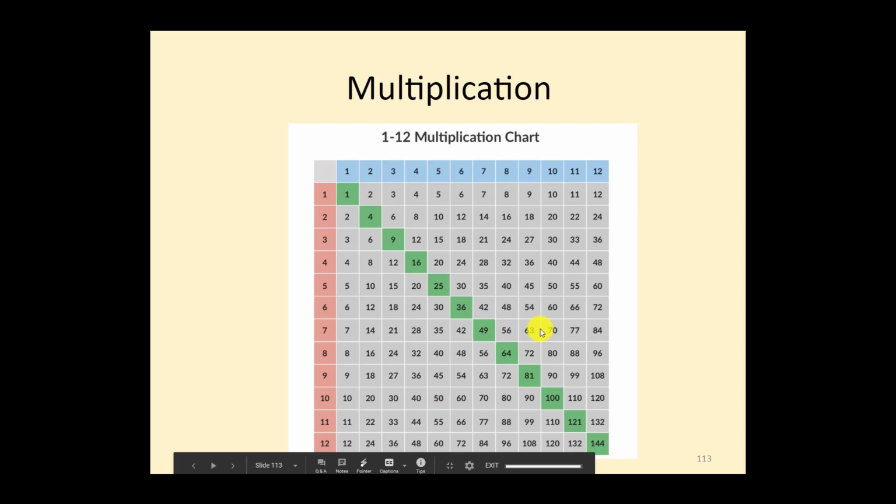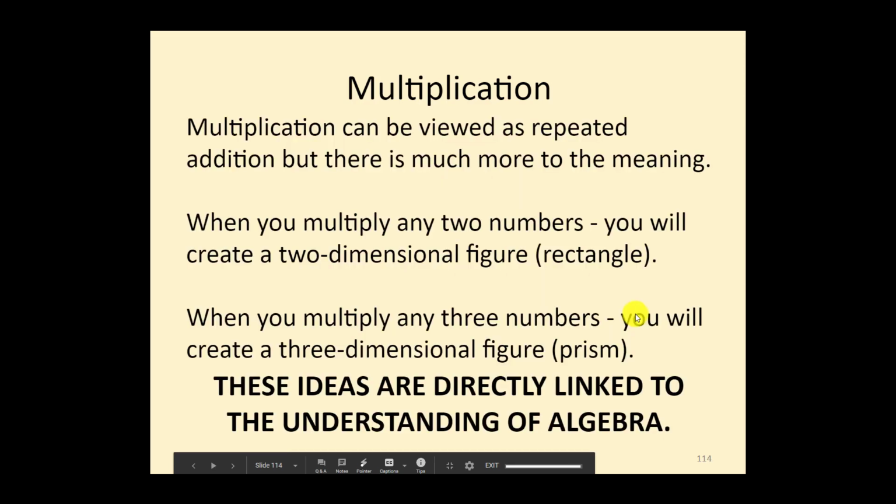Traditionally, they were often told to memorize the multiplication facts. I guess what we're going to discuss here is kind of looking at the background of multiplication facts and how that actually looks in space versus just memorizing. Just to establish some facts here, multiplication can be seen as repeated addition, but there's also more to that meaning.